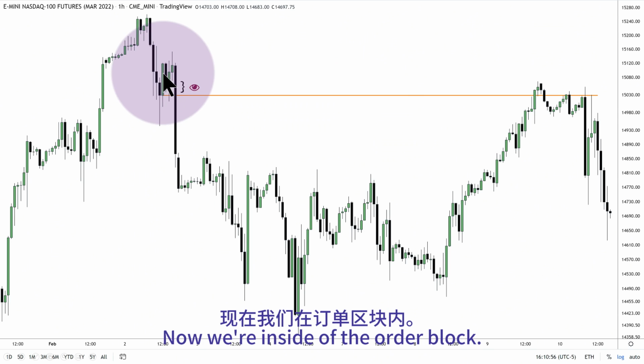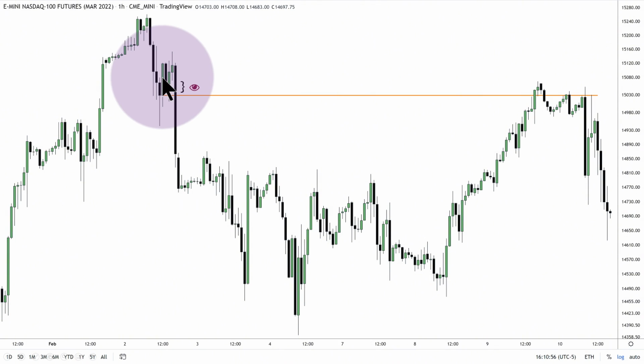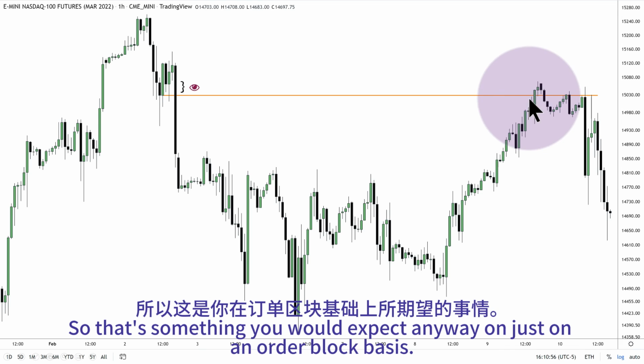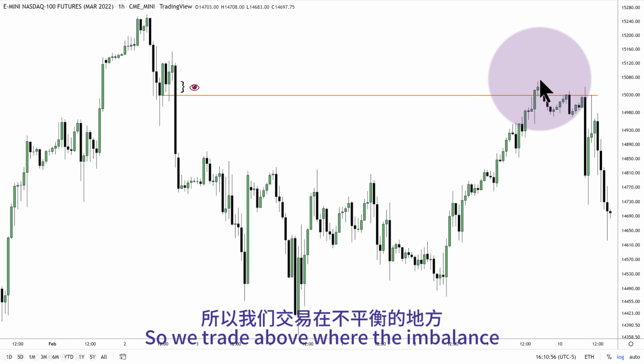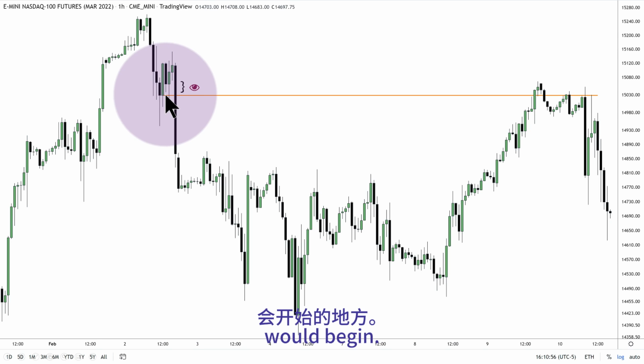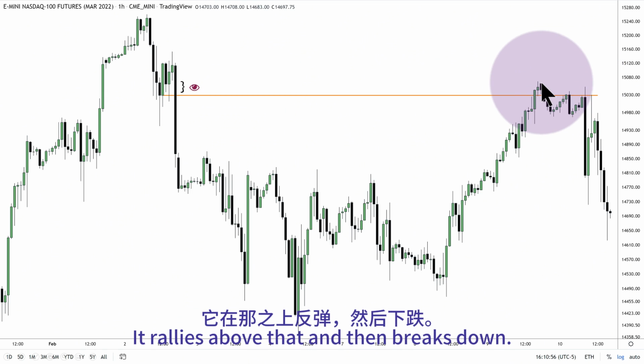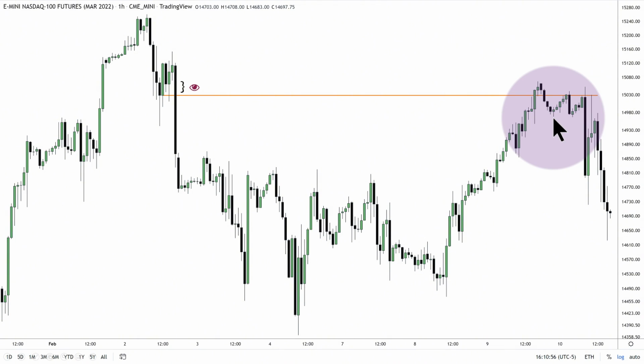And now we're inside of the order block. Mean threshold, extending out in time. Didn't even hit it. So that's something you would expect anyway on an order block basis. So we trade above where the imbalance would begin, at that change in the state of delivery based on that order block's opening price. It rallies above that and then breaks down. See that? Breaks down. This is an hourly chart.